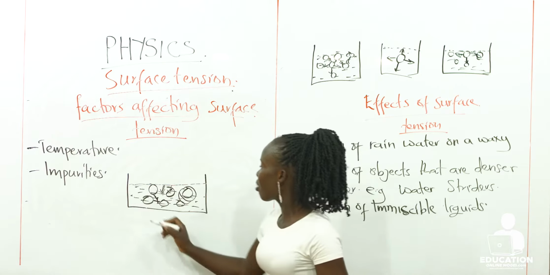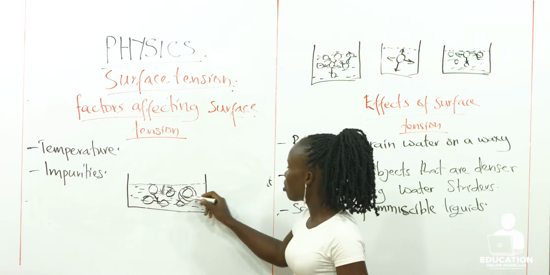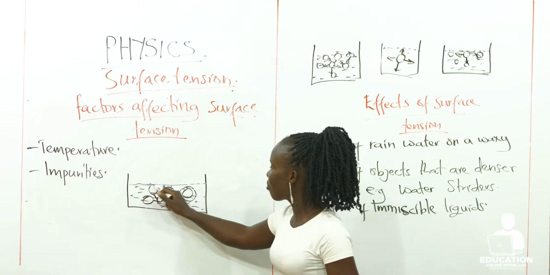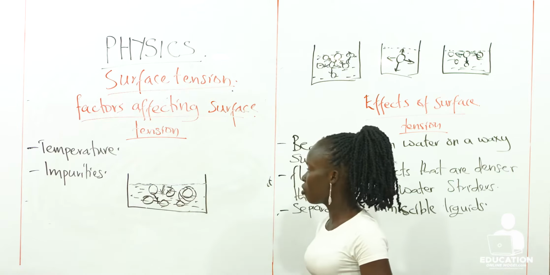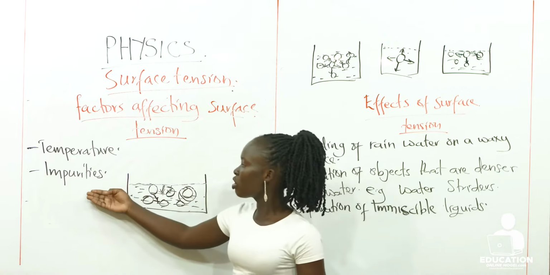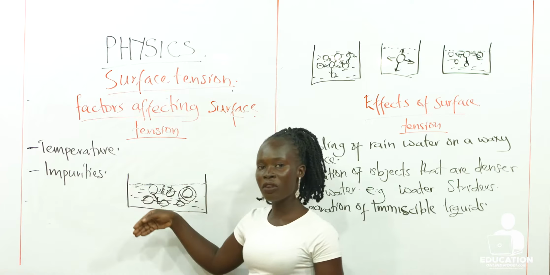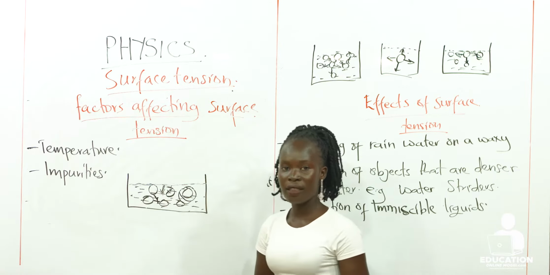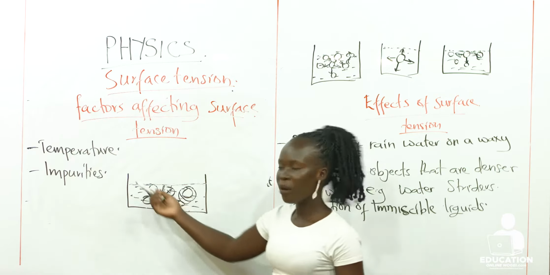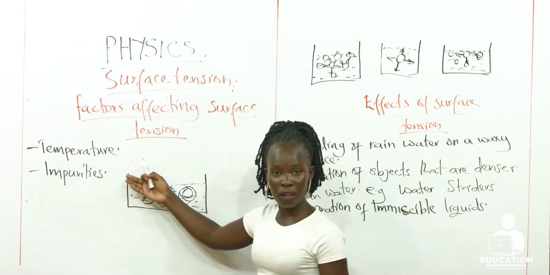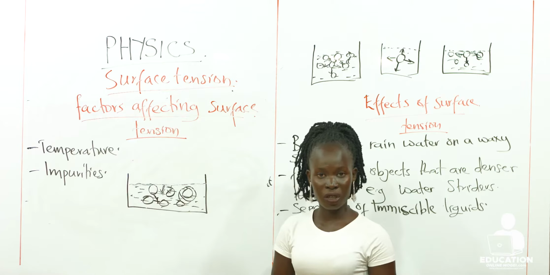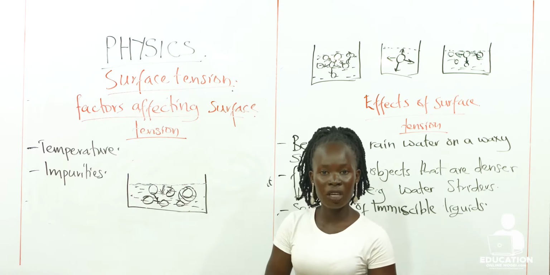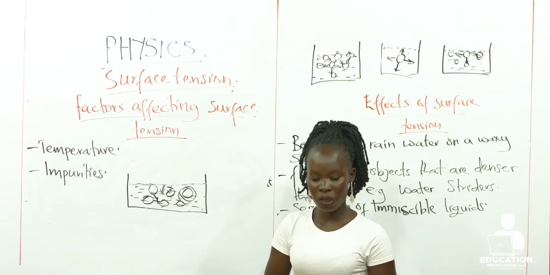So you'll see that when this force is broken, that means that the elasticity level here is also reduced, meaning that whenever you add impurity in the liquid, it will reduce the surface tension. But as I said, it depends on the level of contamination. How will this impurity contaminate the water?